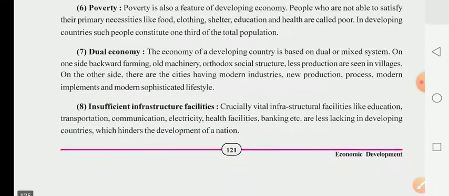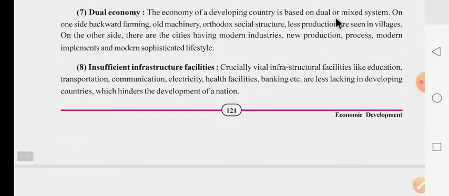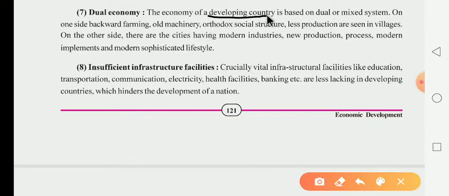Next one is a dual economy. The economy of developing countries is based on a dual or mixed system. What? The economy of a developing country, it means India is also part of the developing countries, is based on a dual or mixed system. It means India also follows the mixed system.